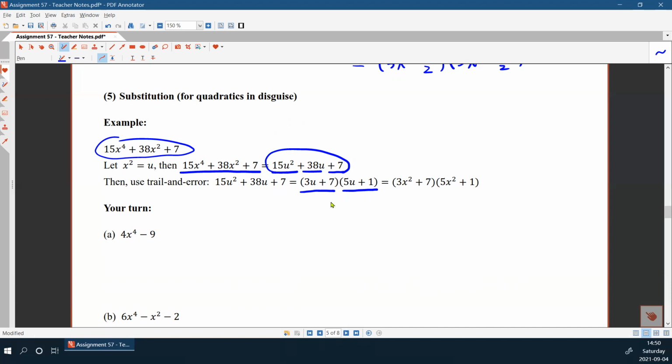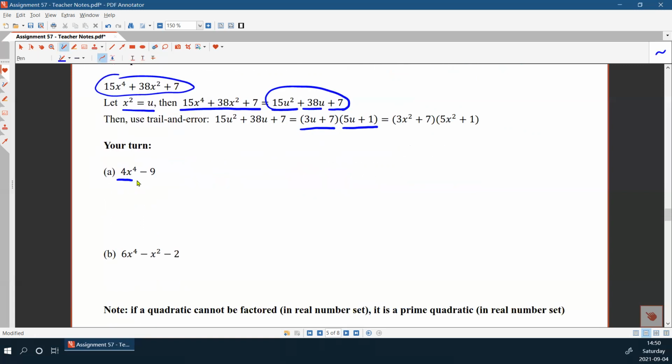And then put u is x squared, put the x squared back, which you will get 3x squared plus 7 times 5x squared plus 1, right? Okay, so now let's see some examples.